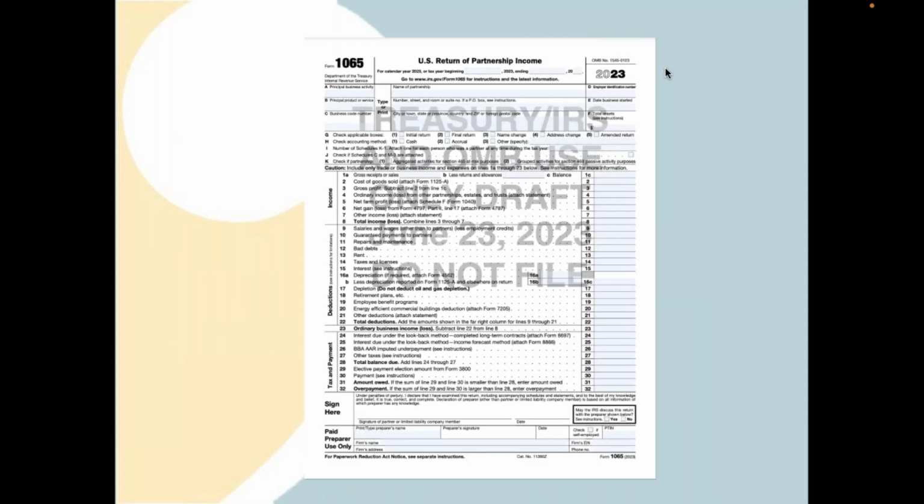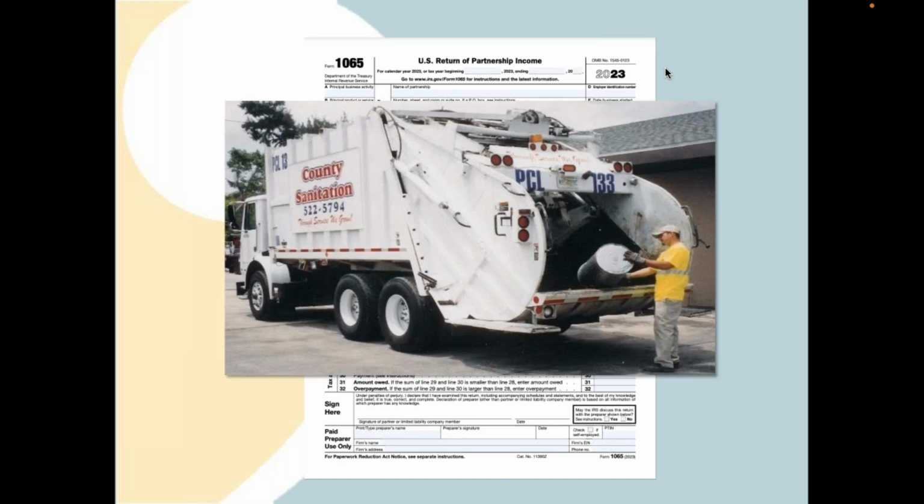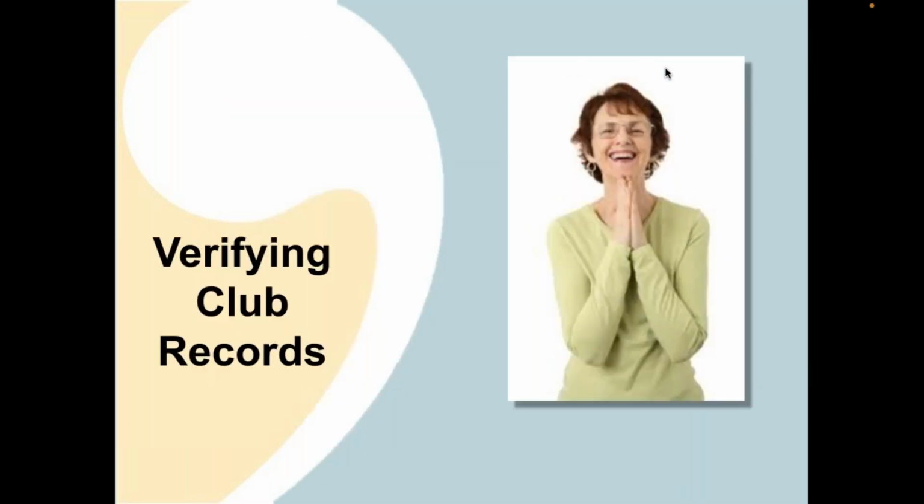I can't stress this enough. It is crucial that your Bivio accounting records are accurate before you prepare your tax forms. If they aren't, your taxes will not be correct. If you're not a club treasurer, please don't close your ears and say, I'm glad I don't have to worry about that. Making sure your club's taxes are correct is everyone's responsibility.